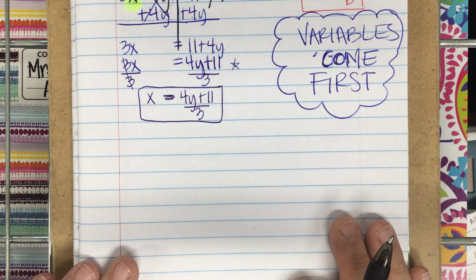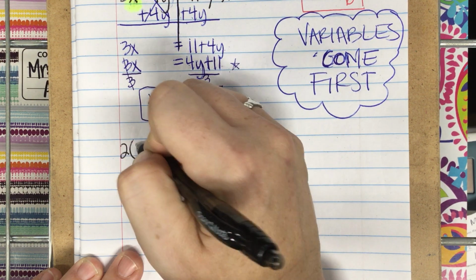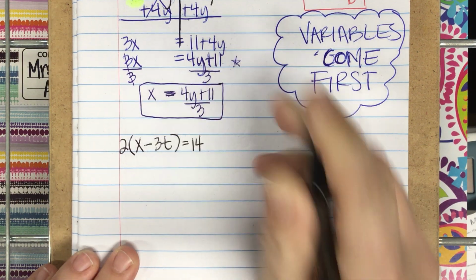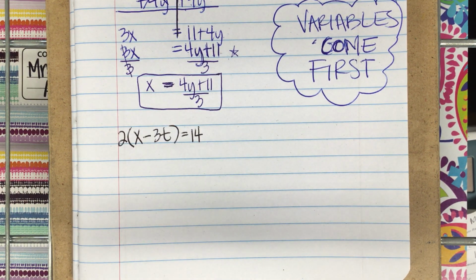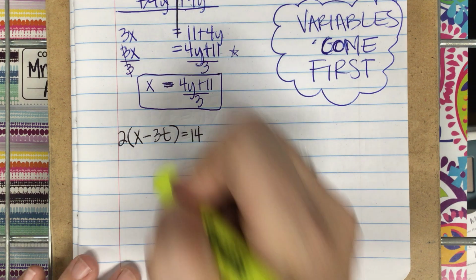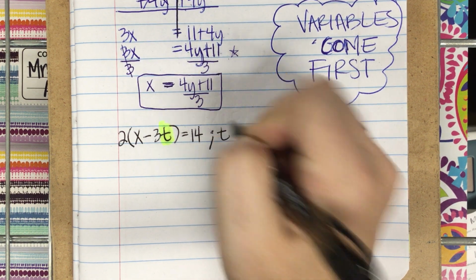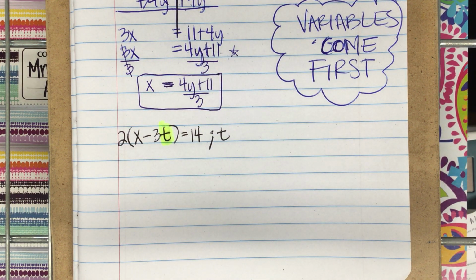Let's try this one. 2 times x minus 3t equals 14. And let's solve for t. All right, so step number 1, identify what we're solving for. We're solving for t. I highlighted it. You could circle it. You could draw an arrow at it.